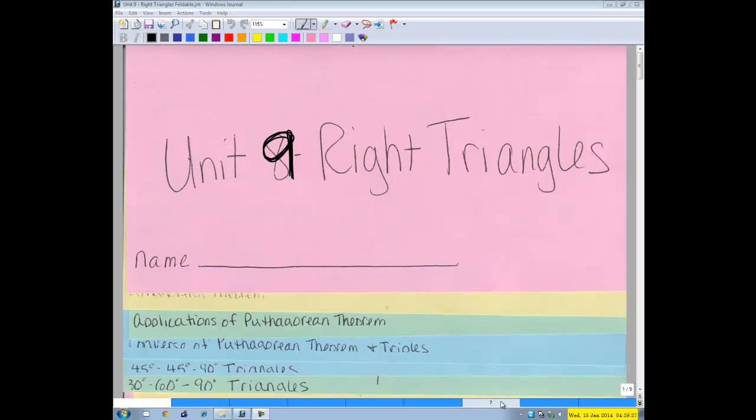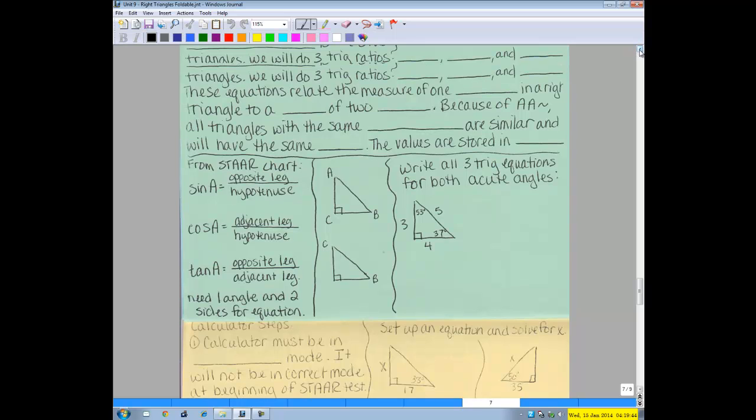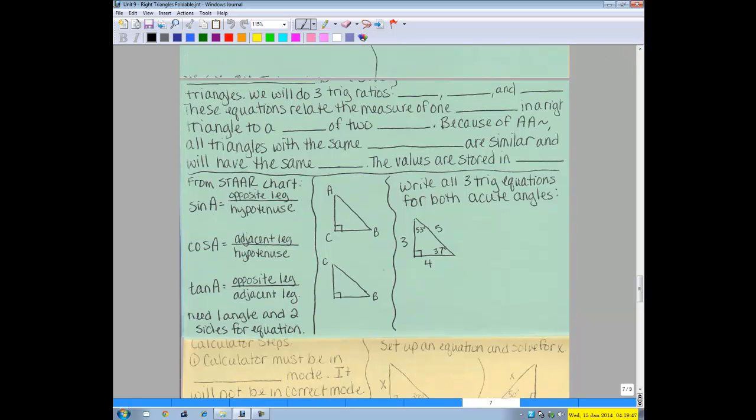We are going to work on our Unit 9 right triangle foldable. We're going to work on trigonometric ratios. So turn to the 6th flap, I believe it is. It's the green on top, yellow on bottom, and it should look like this. The top of mine is cut off, but this first word should be trigonometry. Trigonometry is the study of the measurements of triangles.